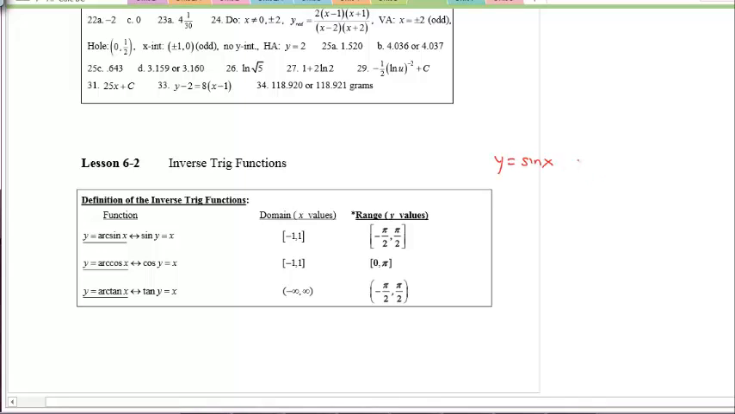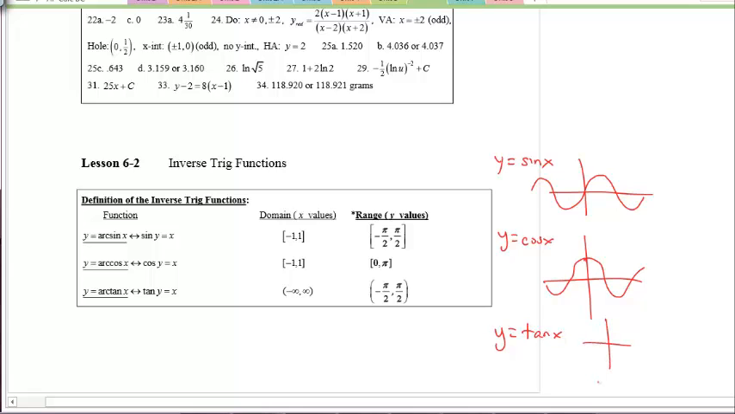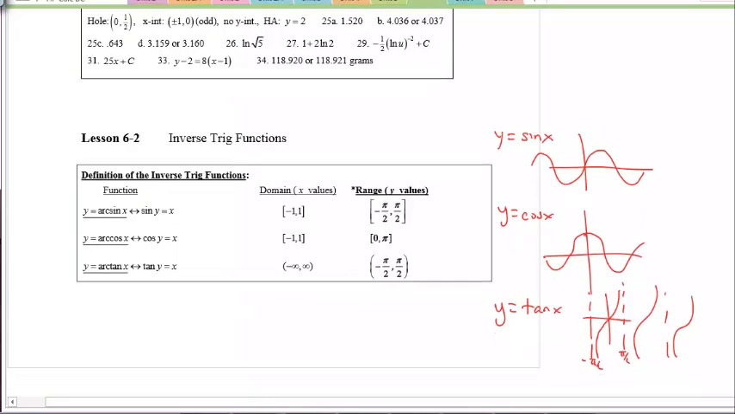Sin x, remember that one? Yeah, it looks like this, right? And of course it continues on and on and on. Then of course there was cosine x. Alright, like that. Continuing on and on. And then there was tangent x, which was the graph that looked like this with asymptotes at pi over 2 and negative pi over 2. Of course that also went on and on and on and on.